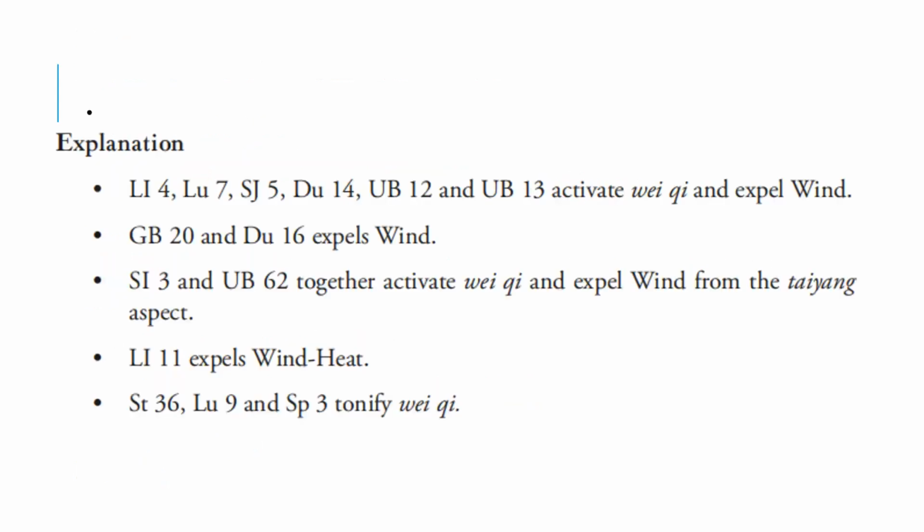Explanation: LI4, Lung 7, Sanjiao 5, DU14, UB12, and UB13 activate wei qi and expel wind. GB20 and DU16 expel wind. SI3 and UB62 together activate wei qi and expel wind from the Taiyang aspect. LI11 expels wind heat. Stomach 36, Lung 9, and Spleen 3 tonify wei qi.